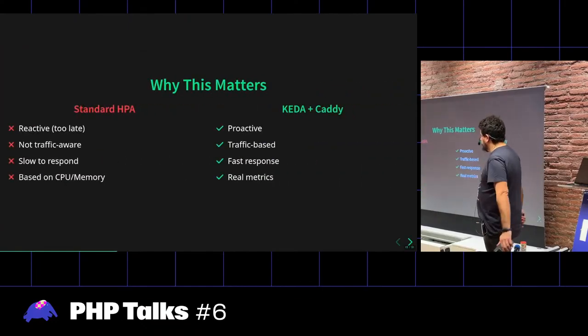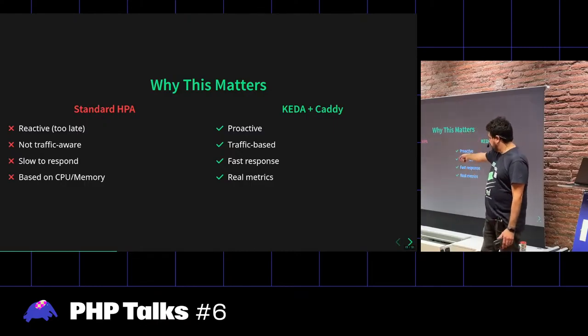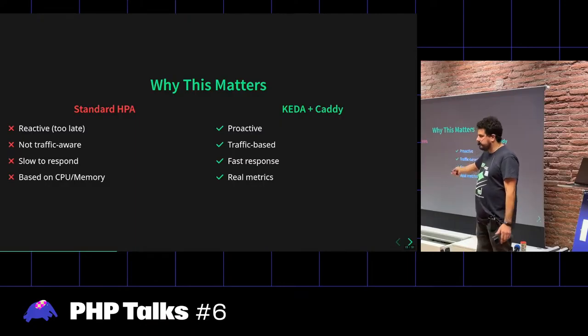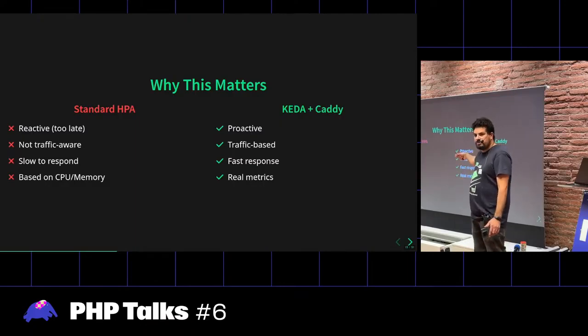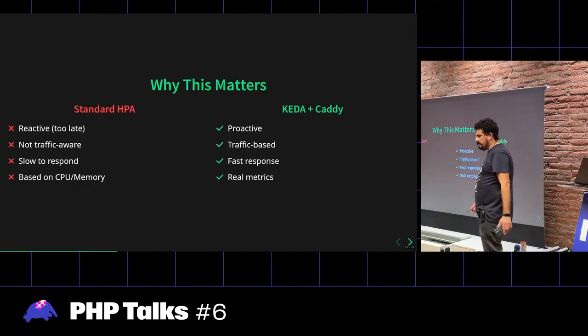Why this metric? Because if you're using normal HPA by CPU, it's too late. It's based on CPU and memory. It's slow to respond. It's not traffic, how much traffic you have. Meanwhile, with KEDA you are more practical because I know how much traffic I handle, and I can respond faster. I can be predictable about everything.